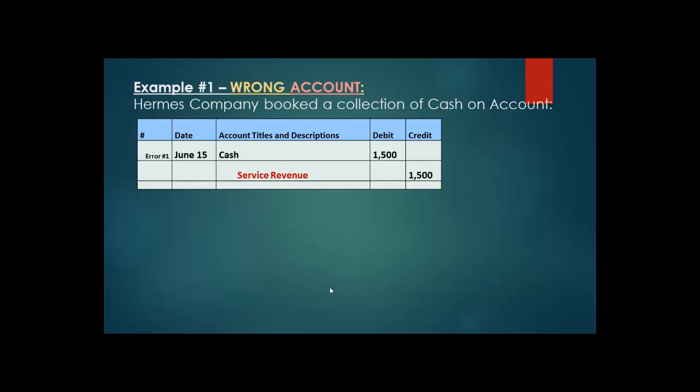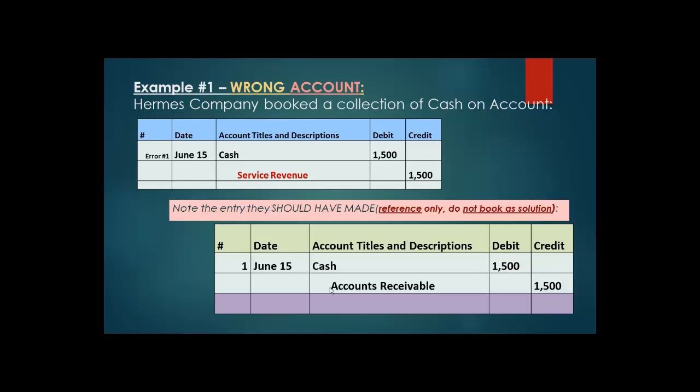Hermes Company booked a collection of cash on account. This was a collection from a customer who paid an invoice that was due. Hermes debited cash and credited service revenue. Now we know that service revenue is not the correct account. What is the correct account?